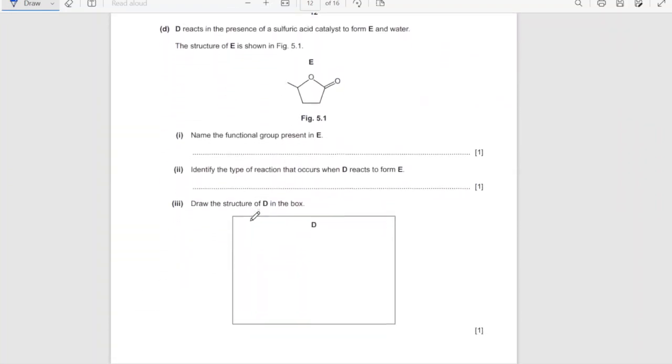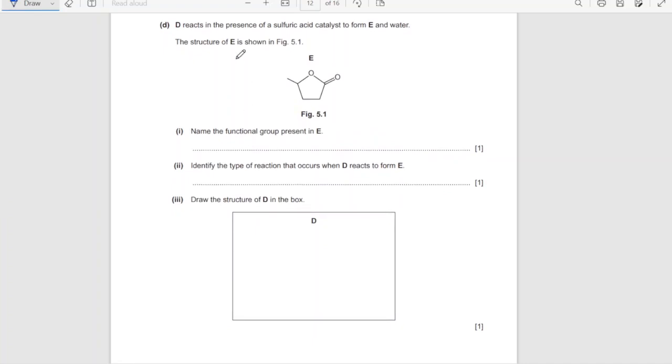All right, now we have D that is reacting in the presence of sulfuric acid to form E and water. Now, the functional group present in E, we have C double bond O. Now, you might think that this is a ketone, but wait, it is bonded on the other side with an oxygen. So that completes the functional group, which is an ester.